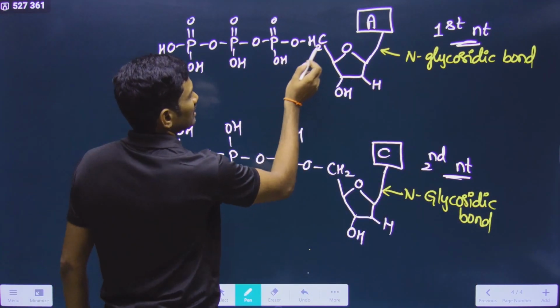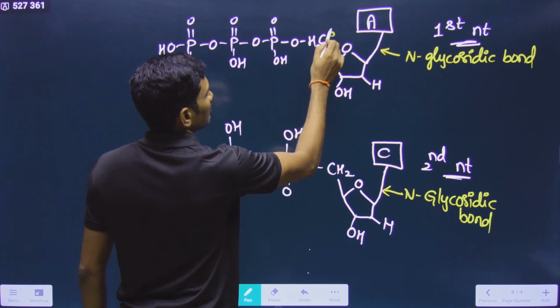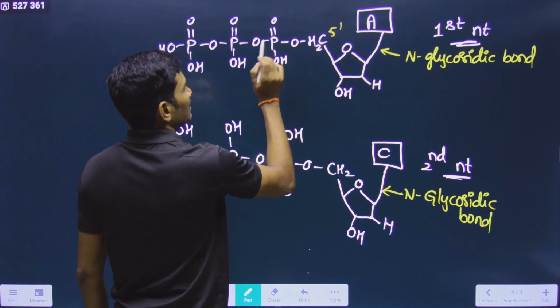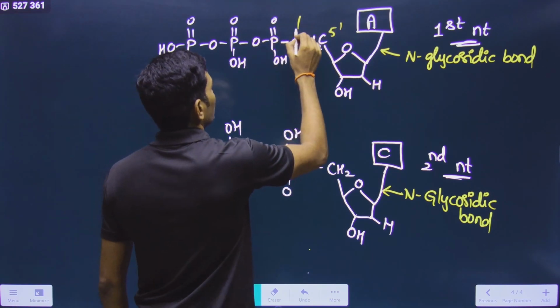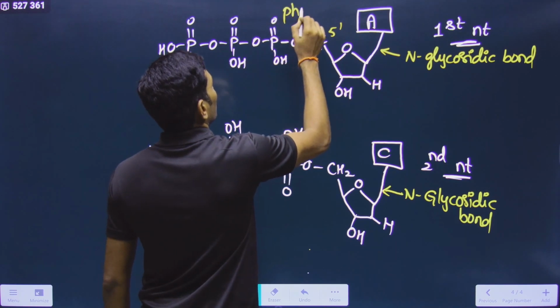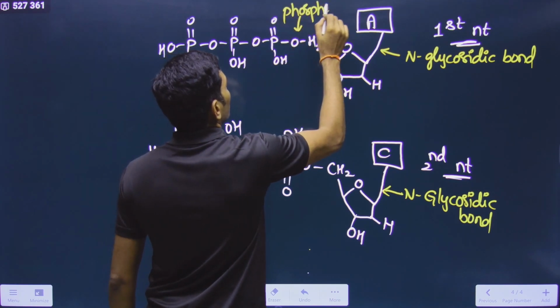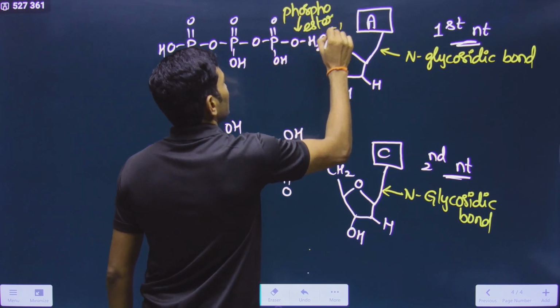Between the sugar, this is the fifth carbon, right? 5' carbon. Between this sugar and the first phosphate, there is a bond. What is this bond called? This is called a phosphoester bond. Try to remember these names.